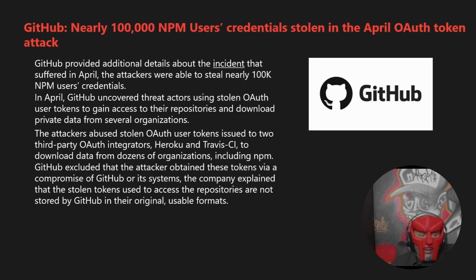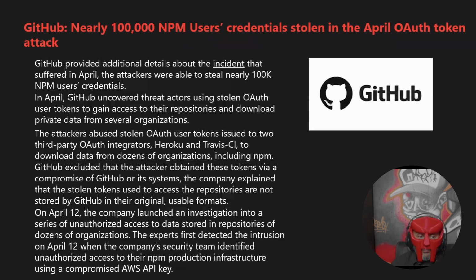GitHub excluded that the attacker obtained these tokens via compromise of GitHub or its systems. The company explained that the stolen tokens used to access the repositories are not stored by GitHub in their original usable formats. On April 12th, the company launched an investigation into a series of unauthorized access to data stored in repositories of dozens of organizations. The experts first detected the intrusion on April 12th when the company's security team identified unauthorized access to their NPM production infrastructure using a compromised AWS API key.